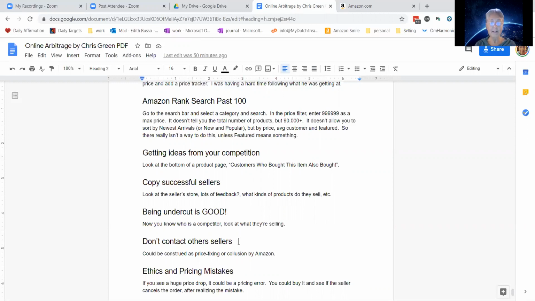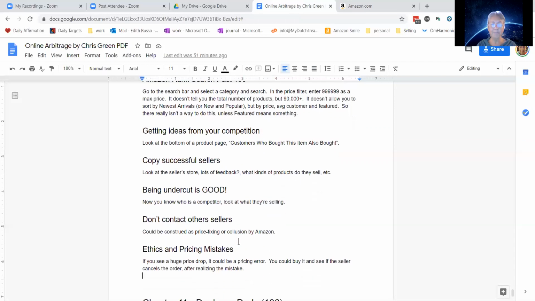Another tip that Chris Green suggests is don't contact other sellers. If Amazon finds out that you do contact another seller, they may think that you're doing some kind of price fixing or collusion, and it can potentially suspend your account. So you don't want to take any chances and do that.